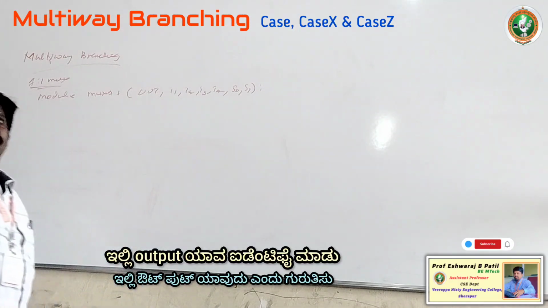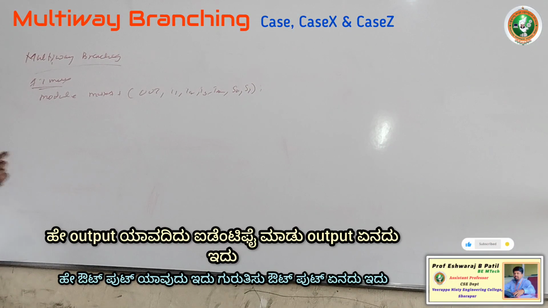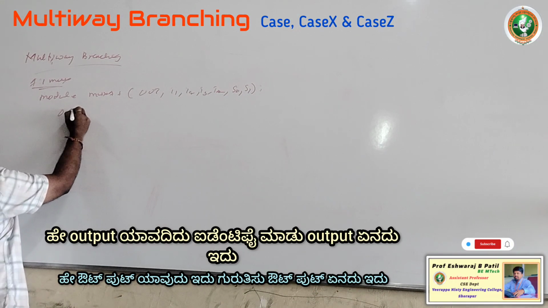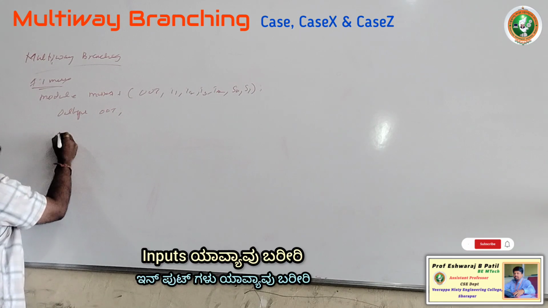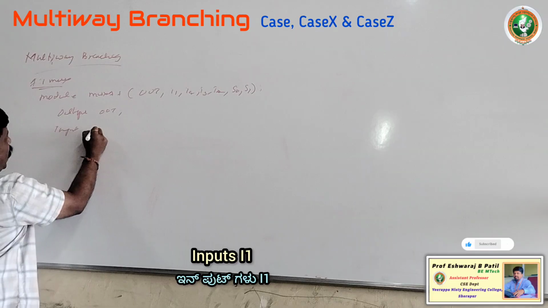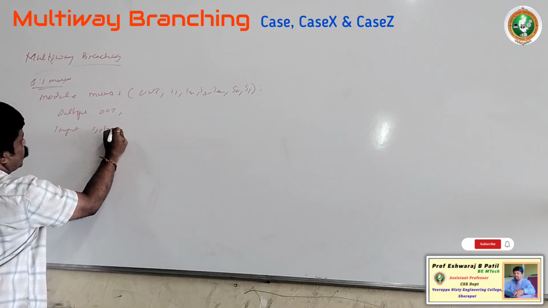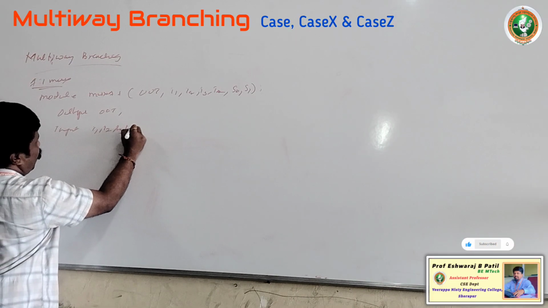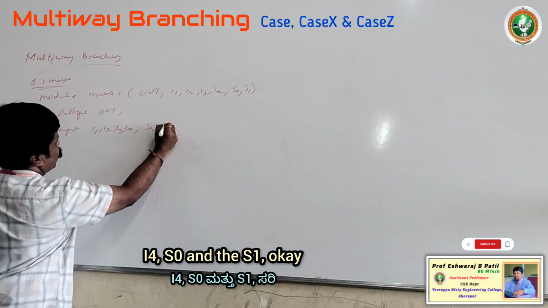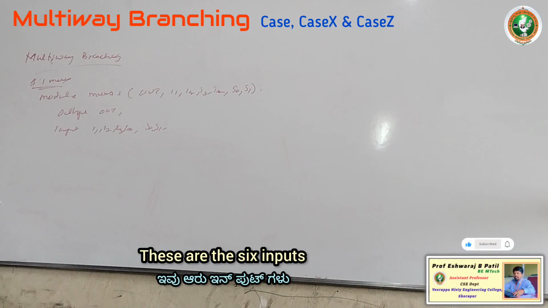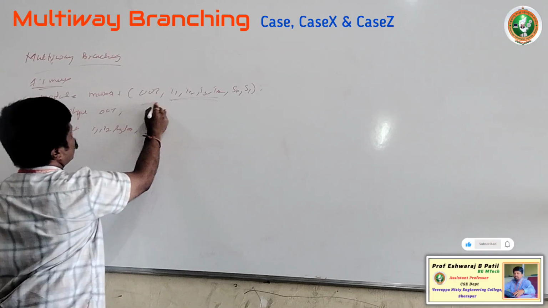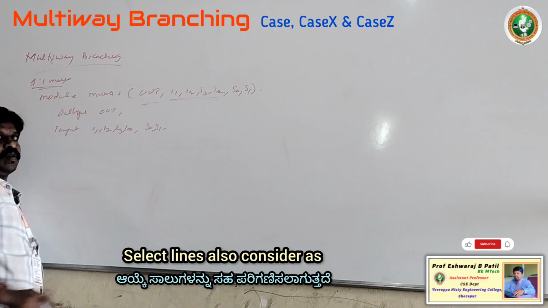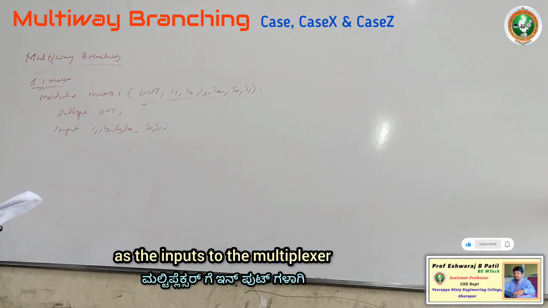Identify the output here. The output is only one. The inputs are I1, I2, I3, I4, S0 and S1. These are the 6 inputs. These two are the select lines, these 4 are the inputs, and this is the output. Select lines are also considered inputs to the multiplexer.